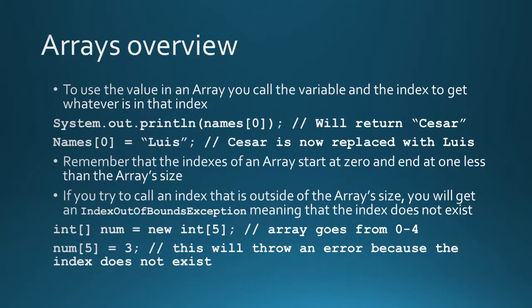Remember that the indexes of an array start at 0 and end at 1 less than the size of the array. If you try to call an index that's outside of the array size, you'll get an index out of bounds exception, meaning that that index doesn't exist. Take a look at the example below. Int num gets the value of new int of 5. We're making a new int array, calling it num, and giving it the size of 5. So the indexes go from 0 to 4. Now if we tried calling num of 5, meaning the index number 5 of the num array, we will get an error because that index does not exist.